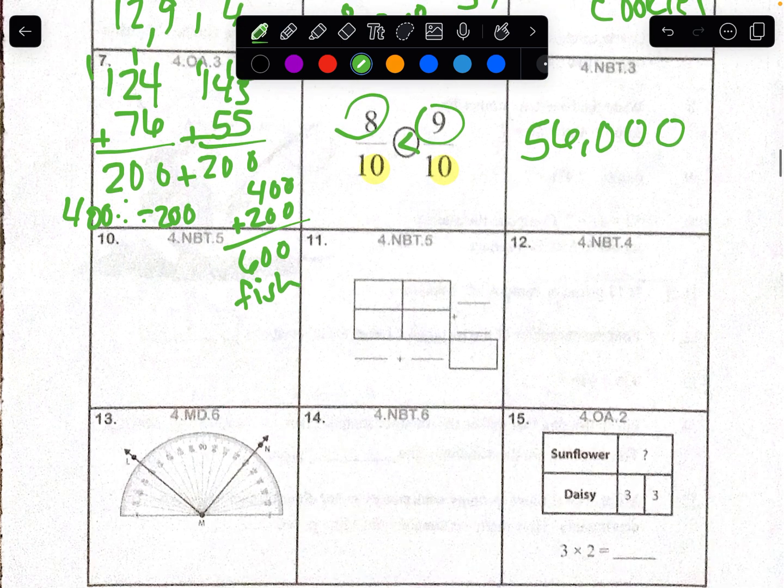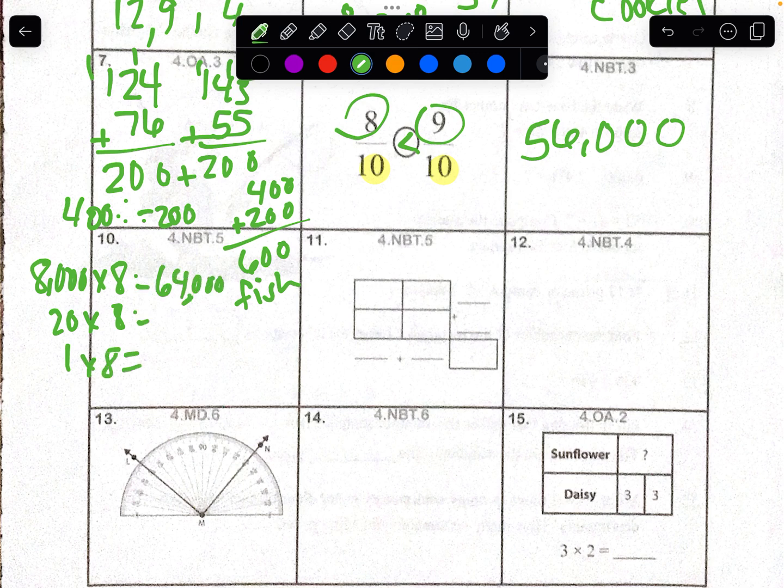Number 10, we have distributive property. 8,000 times 8, 20 times 8, and 1 times 8. So we're going to have 64,160 and 8 for 64,168.